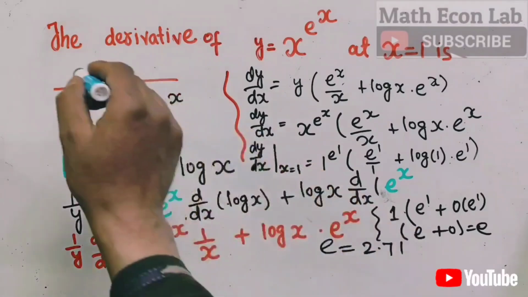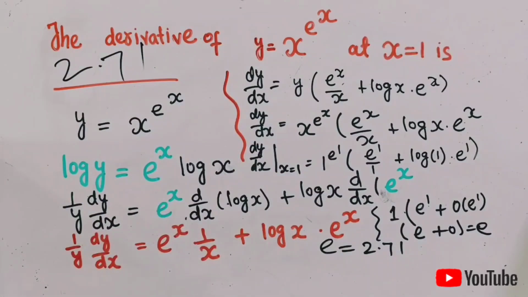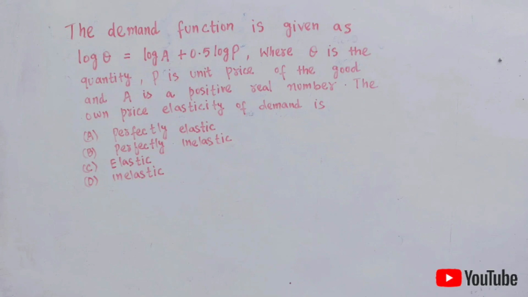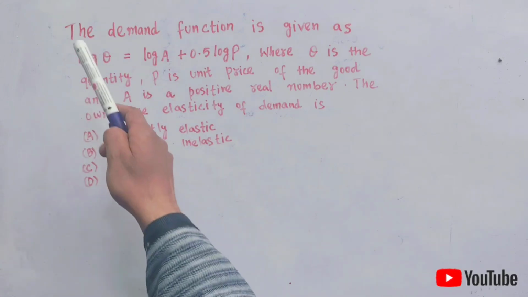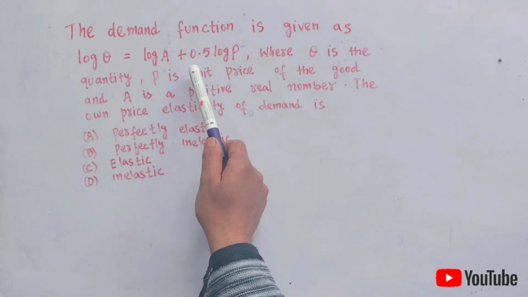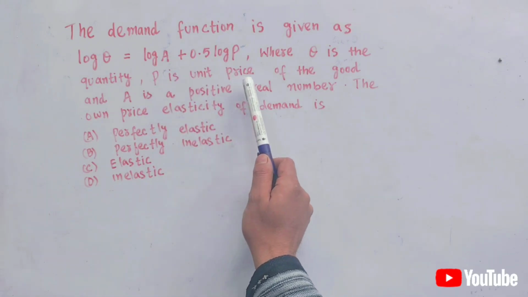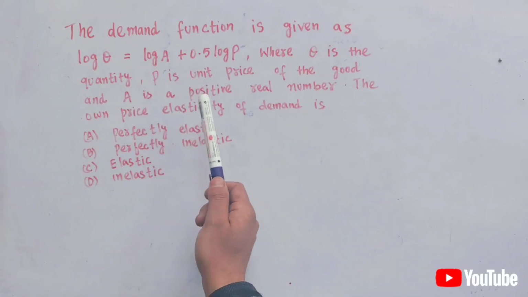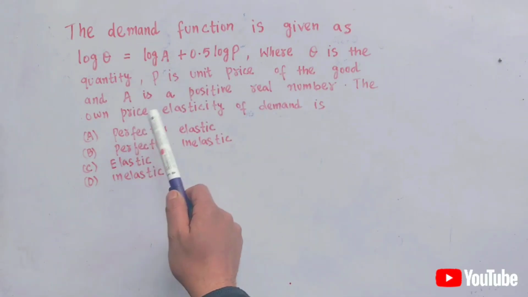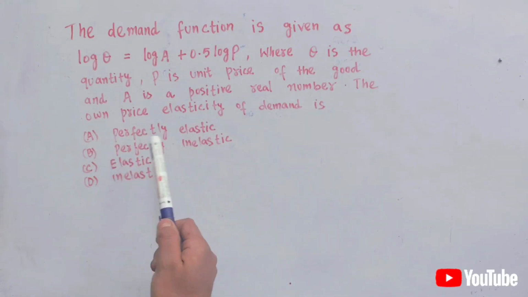Okay, so the correct option should be 2.71 here. To find out the own price elasticity of demand of a logarithmic demand function. The question is, the demand function is given as log of q is equal to log of a plus 0.5 log of p, where q is the quantity, p is the unit price of good, and a is a positive real number. The own price elasticity of demand is, options are perfectly elastic, perfectly inelastic, elastic, or inelastic.